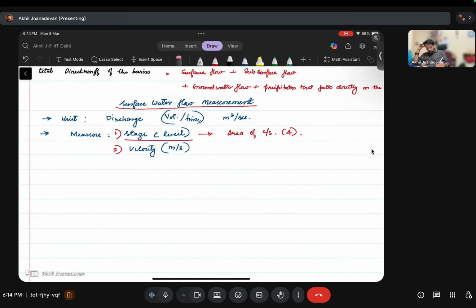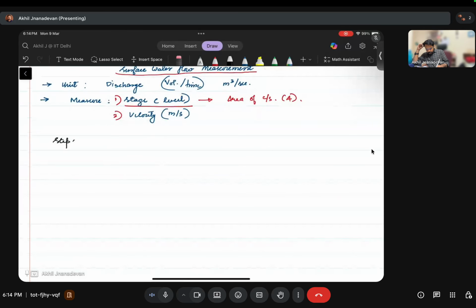So basically, there are two steps. To be more precise, in the first step, the discharge of a stream is related to the stage using a series of measurements. So we measure the stage and compute the discharge. For a particular station, we make different stage measurements and calculate the discharge, and then we make a relationship between these two, a stage versus discharge relationship. This relationship is called the rating curve.